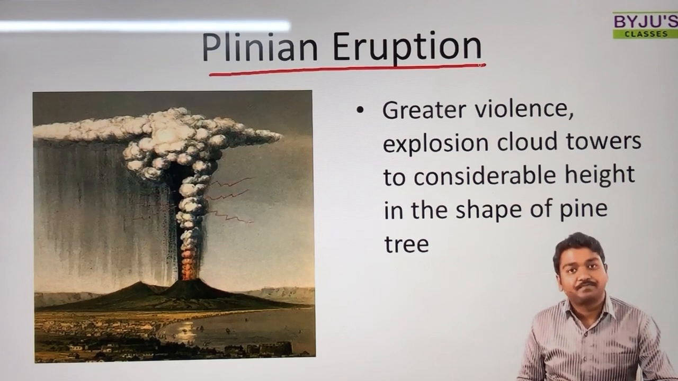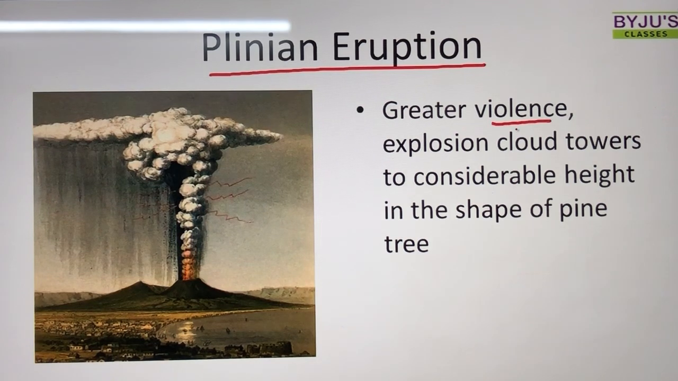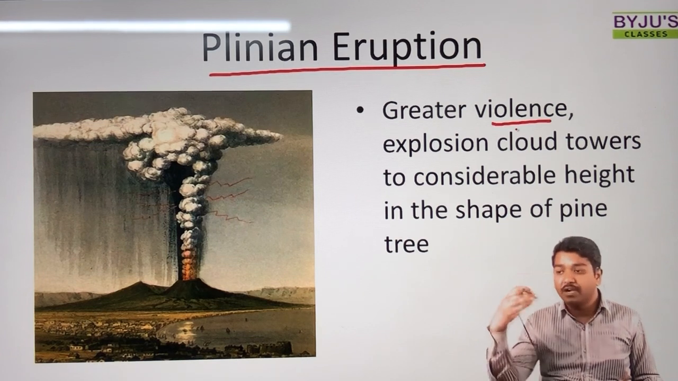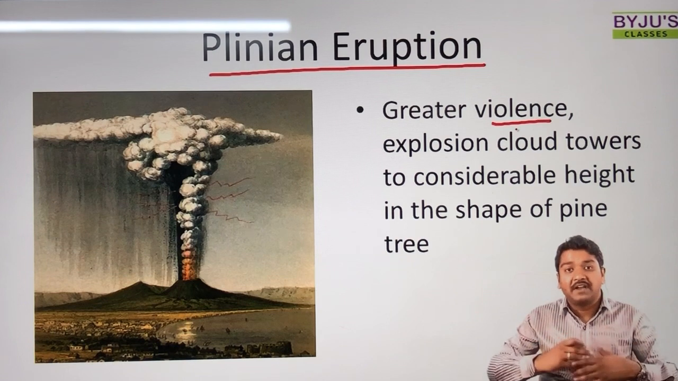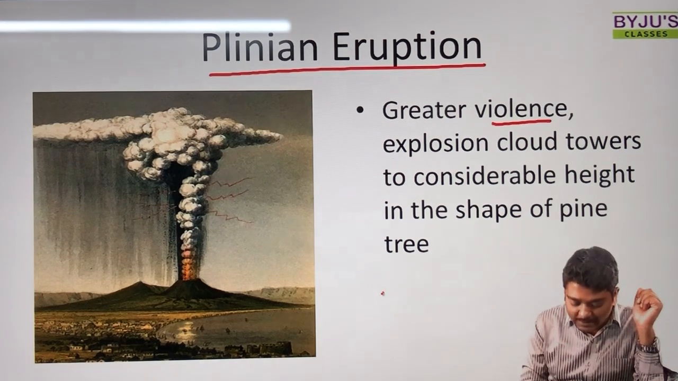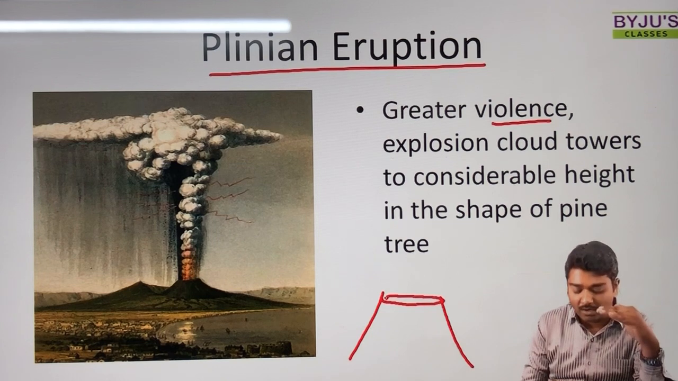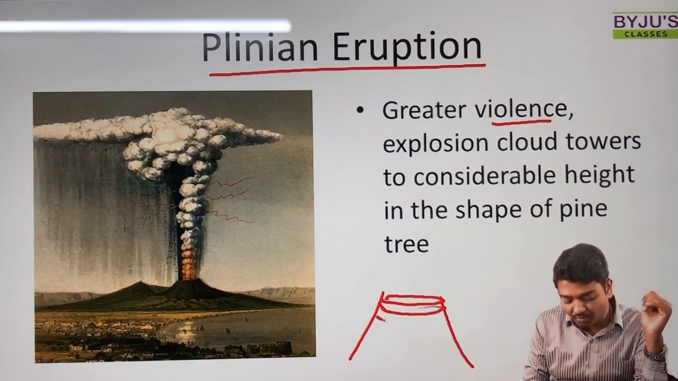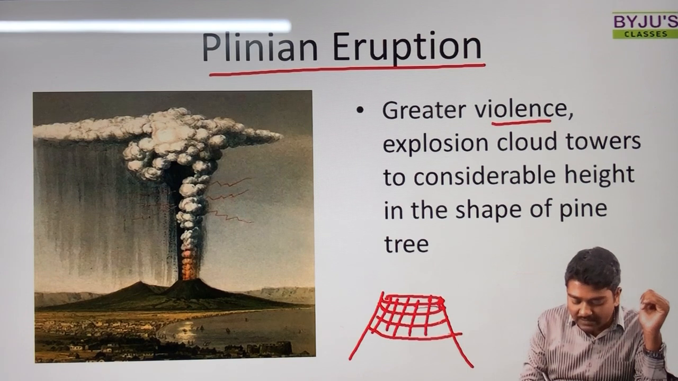Plinian eruption, greater violence, because the explosion happens so rapidly. Viscosity is more. So when viscosity is more, it blocks quickly. Whenever it blocks, the pressure inside comes up, it heats and throws open. When it is low viscous, what happens? Only one layer of block is formed. If it is more viscous, two layers are formed. If it is much more, then three. Maximum four.